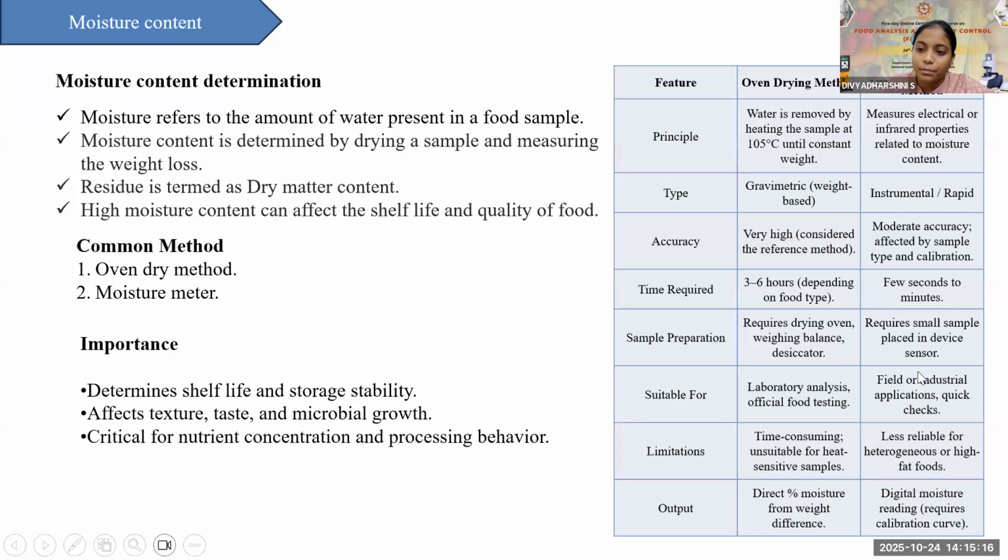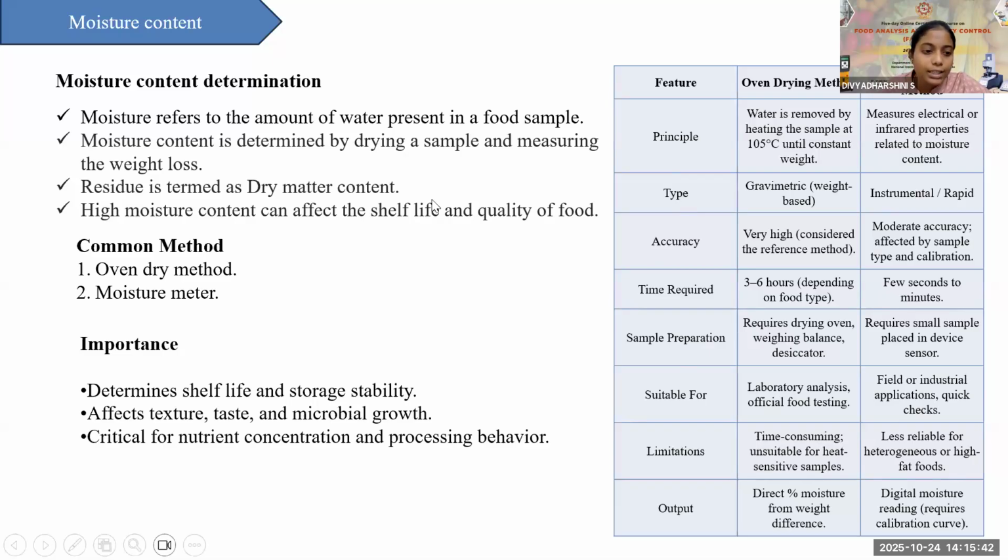In the case of the moisture meter, we will be using it for industrial applications and quick checks. Then there are limitations. The oven method is obviously time consuming, though it is very reliable and can be used for heterogeneous and high fat foods. The output for the oven dry method is derived by a formula, whereas with the moisture meter we can go directly with our analysis, which gives the moisture percentage directly.